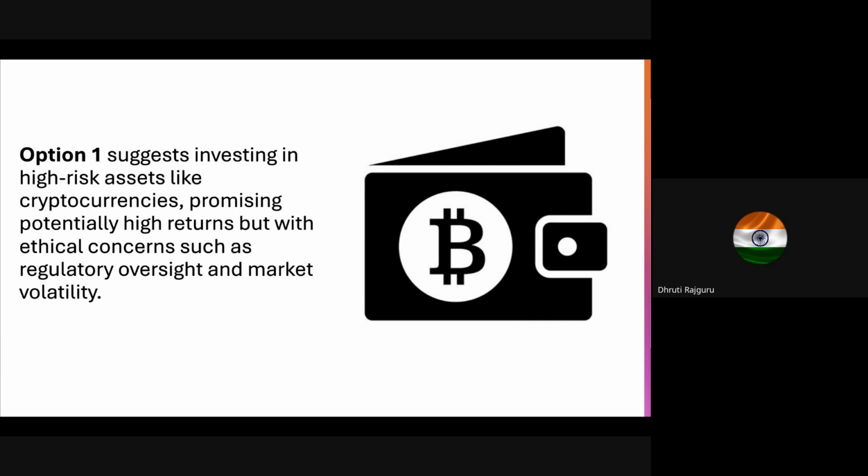So the thing here is cryptocurrencies will give you a high rate of interest, and for a short period of time it may give you high returns. But in the long term, the market may drop. And thinking about ethical concerns, this is considered a black market, right? So the AI is asking the user whether he really wants to spend his amount on something which is not legal, which the government, especially the Indian government, has banned. So this is option one.